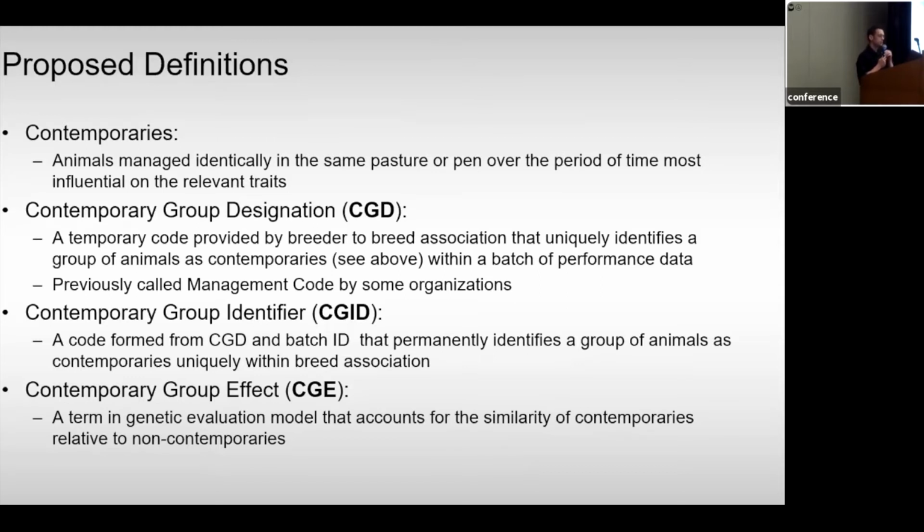And then a contemporary group identifier would be a code formed from what the breeder assigned and batch ID that within breed association data uniquely identifies a group of animals as contemporaries. So a contemporary group designation may not be unique within breed association data, and so that's why the contemporary group identifier is needed. And then a contemporary group effect is a term in genetic evaluations that accounts for the similarity of contemporaries relative to non-contemporaries.